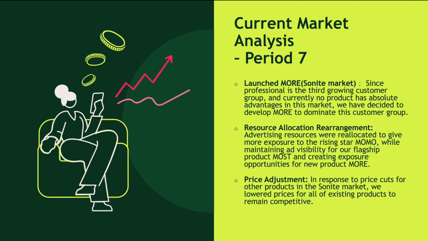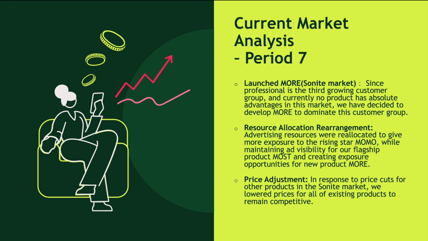In period 7, we made some major decisions. The first one is that we finally launched Mort in the Sonnet market. Since Professional is the first growing customer group in this market, and currently there's not a single product that has an absolute or comparative advantage in this, we have decided to develop more to dominate this customer group.